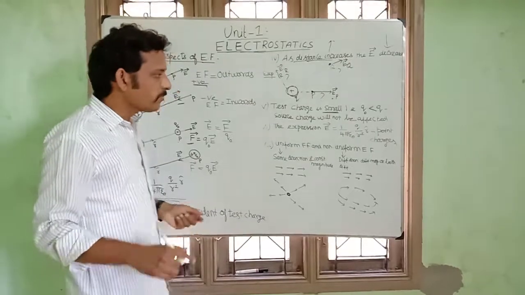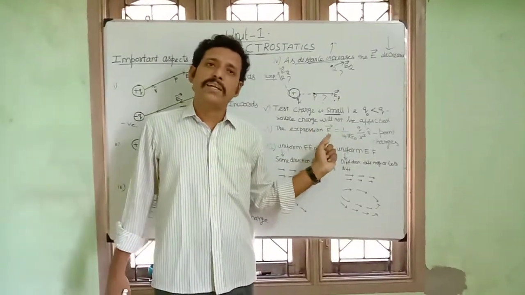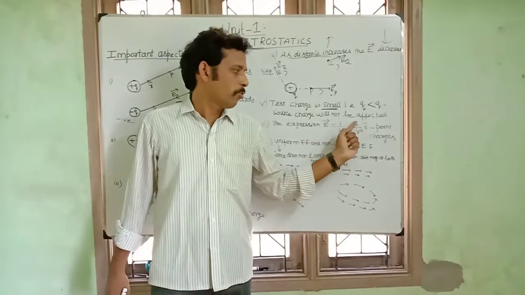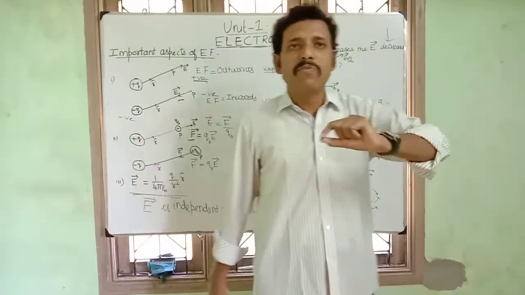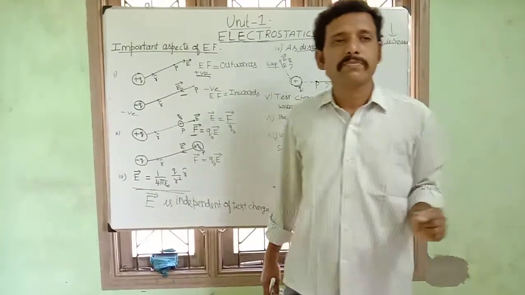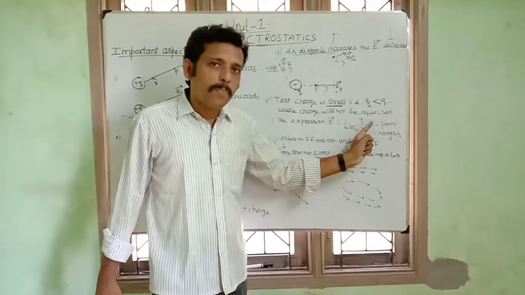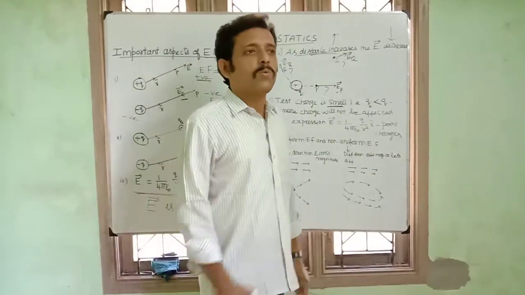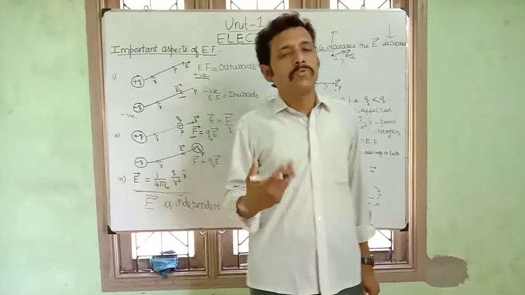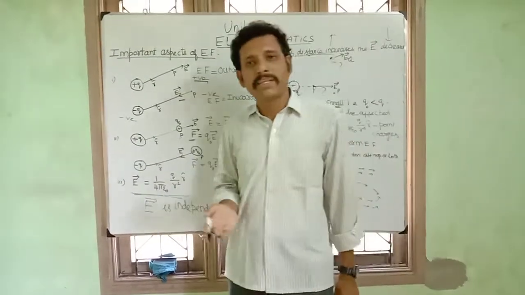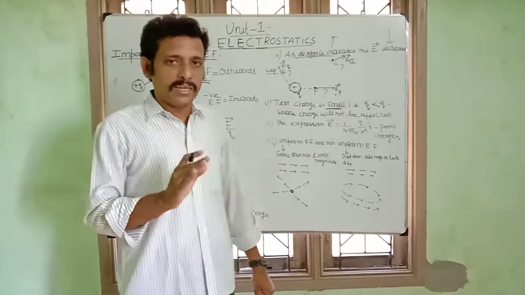Again our mother equation. What is the mother equation? E vector equals 1 by 4 pi epsilon, Q by r square, r cap. Is this equation valid for all charges? No. It is valid only for point charges. Then what about the remaining charges, like volume charges? They are different, so for that we have some other technique: surface integration, volume integration. We will see it later.